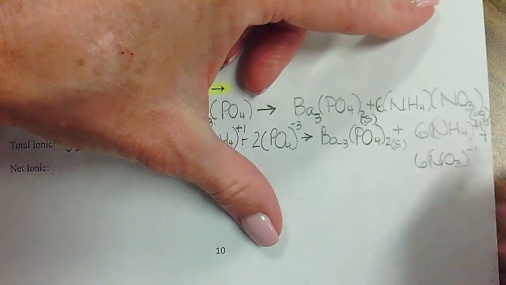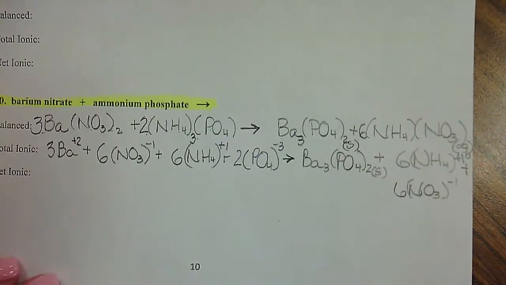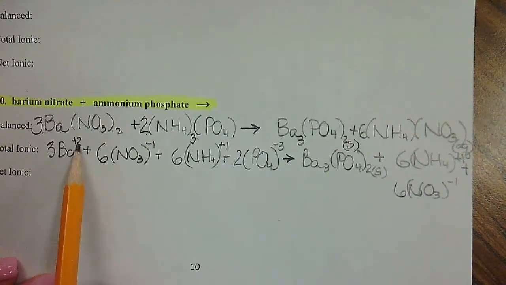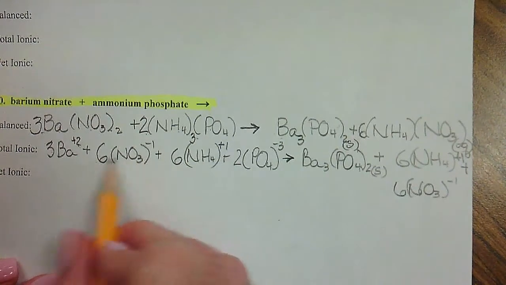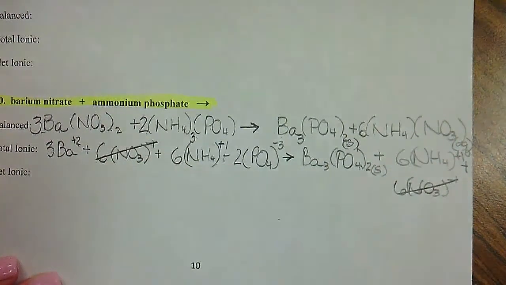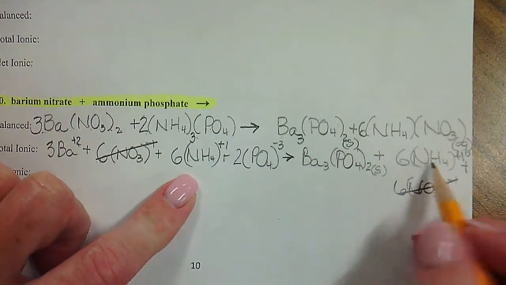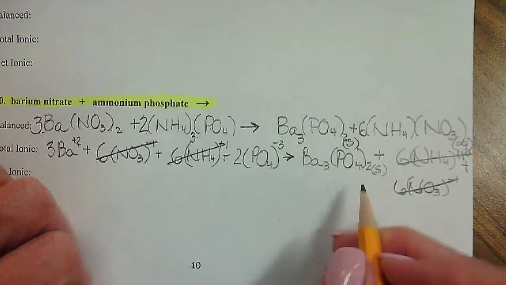with a -1 charge. So I start crossing out things that are the same on each side. Do I have 3 single bariums? No, I do not. Those 3 bariums are bonded to phosphate, so that's a no. 6 nitrates with a -1 charge? Yep, got it right there. 6 ammoniums with a plus 1 charge? There it is. And the 2 phosphates are bonded to barium.